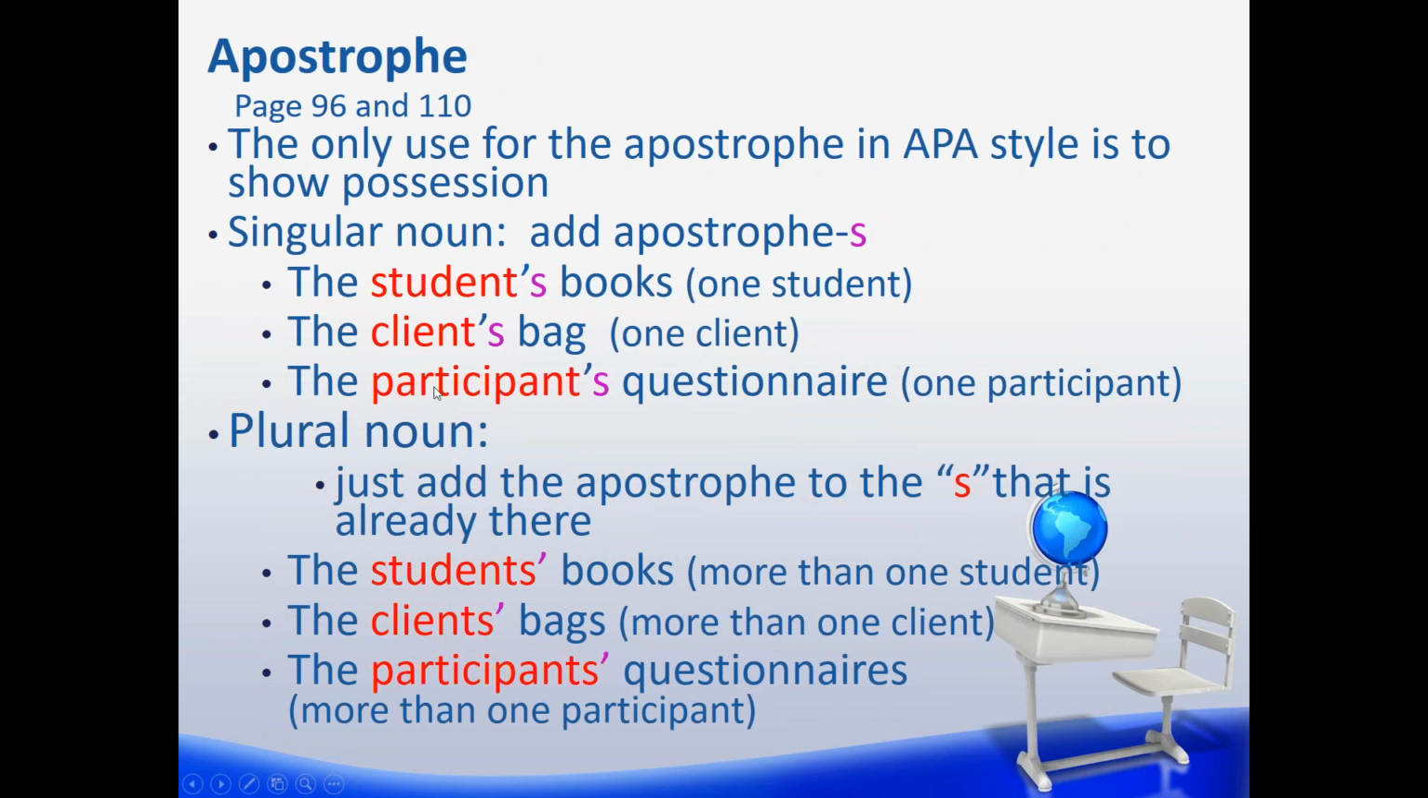In APA style, the apostrophe is only used to indicate possession. So when you have a singular noun, you're going to add apostrophe S to it. So the root word is singular, and you're just going to add apostrophe S. When the word is plural, you're just going to add an apostrophe to the already pluralized word.